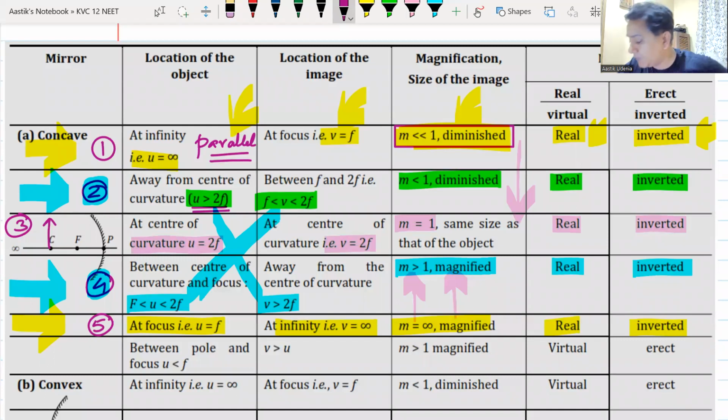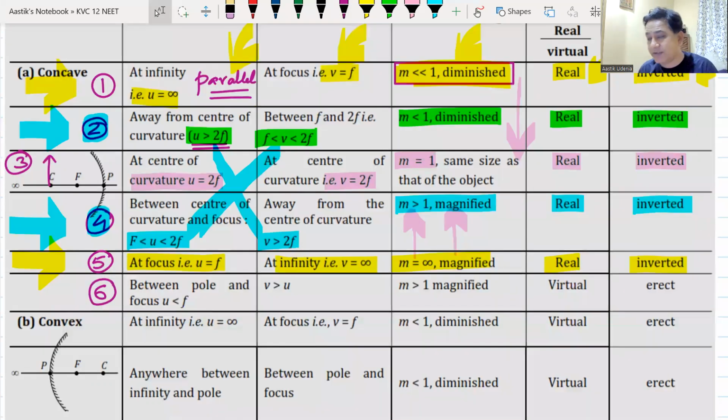So, I think we have discussed point number 5. We remember point number 5? Opposite of point number 1. What remains is the next and the last point in this, which is point number 6. Where is this point number 6, my dear friends? Between pole and focus. This is again a very important point which is going to tell us a lot of things. We'll memorize everything, don't worry. Point number 6, the green one: the object is placed between pole and focus.